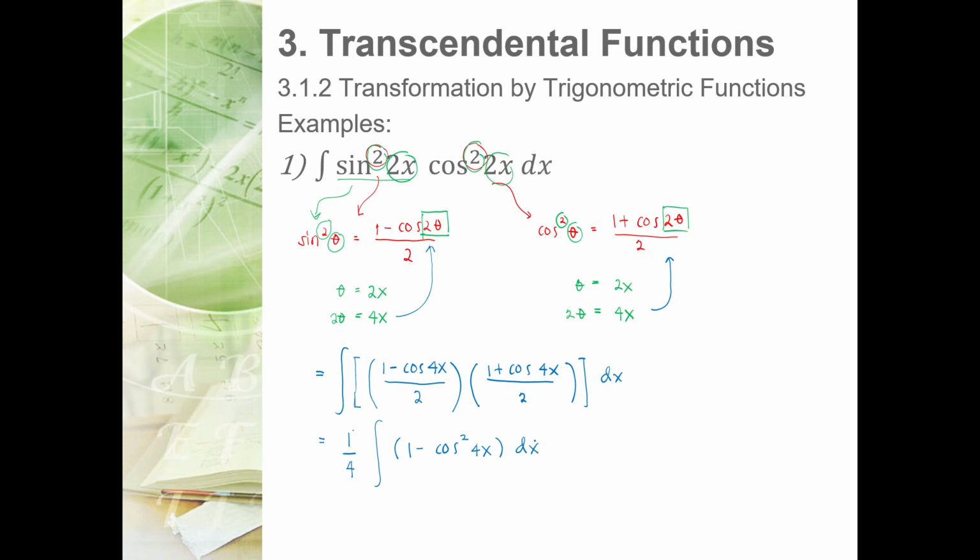dx. Notice that we have another squared term, right? So you have to repeat the process again. You need to replace this one with its corresponding identity. So again, we have theta is equal to 4x, so 2 theta is equal to 8x.